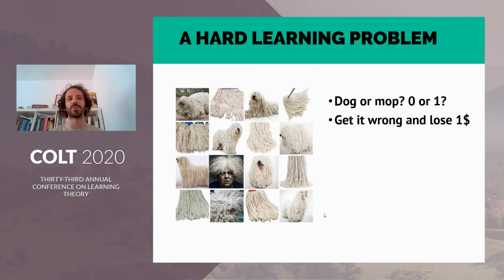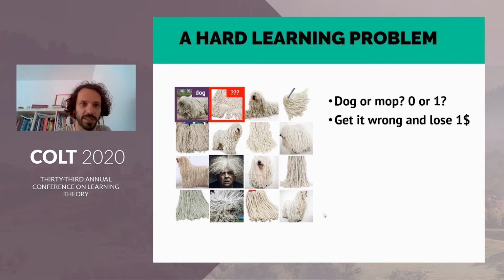In each round of this prediction game, the learner is presented an image, and then it has to say 0 or 1, which in this case corresponds to saying whether that's a dog or a mop in the picture. And every time you get it wrong, you pay me $1, otherwise you get to keep your money. You keep receiving a sequence of images, and you keep labeling them with zeros and ones. As you can see, most of these images are rather reasonable, and after a bit of thinking, you can always say whether that's a dog or a mop in the picture.